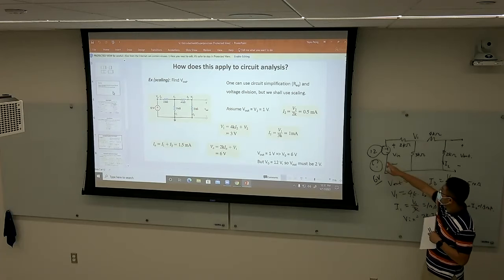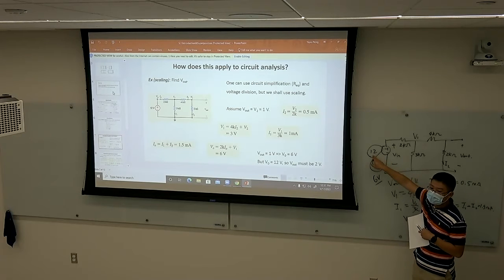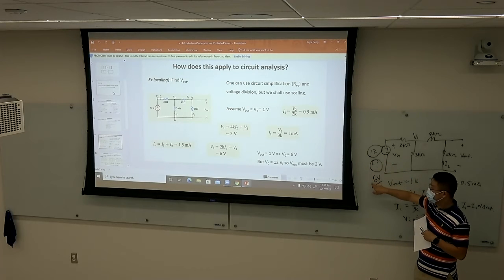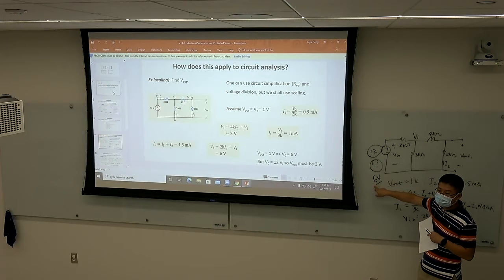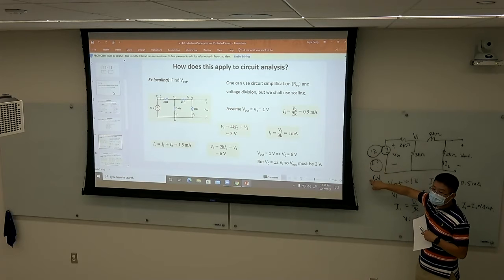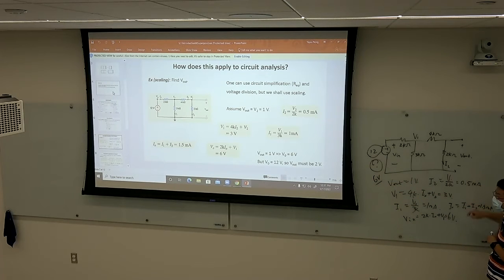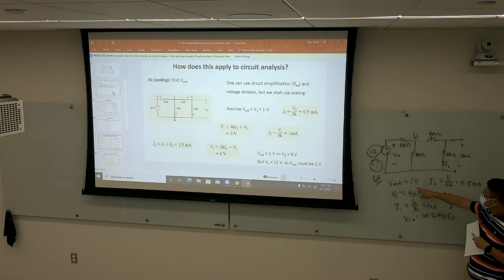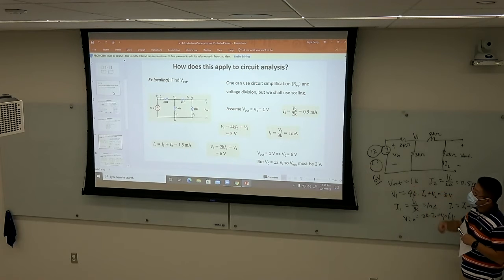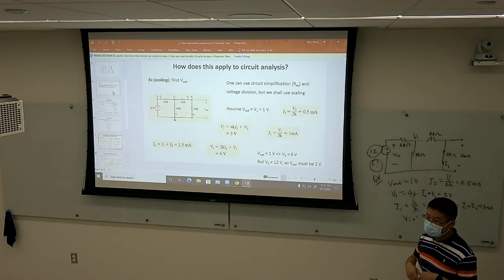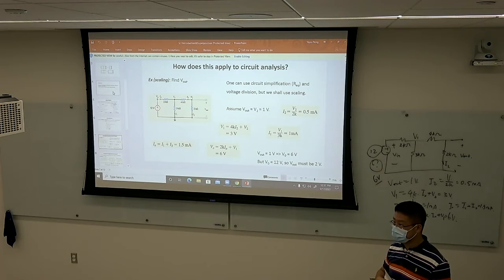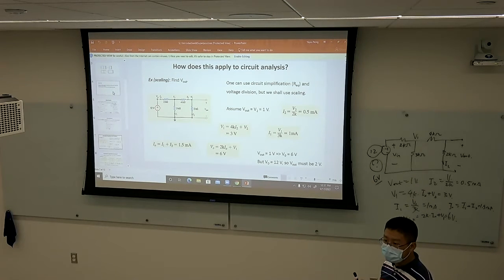But the actual input voltage is 12 volts. It's 2 times the calculated input voltage. So the output should also be 2 times. In our assumption we assumed 1 volt, but the actual output should be 2 times the assumption, 2 volts. That's how we solve this circuit using this scaling. Any questions?